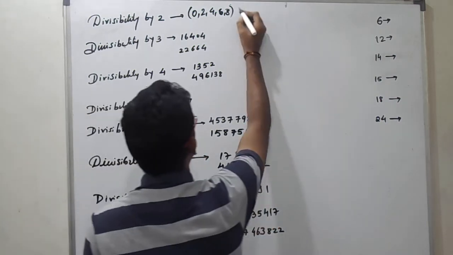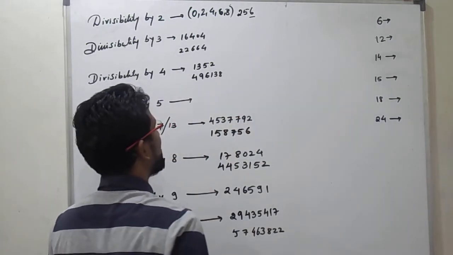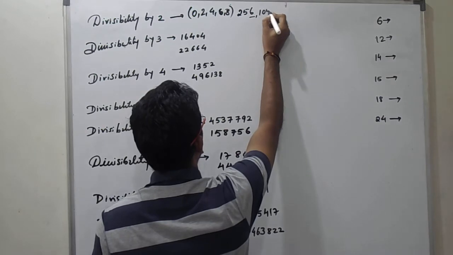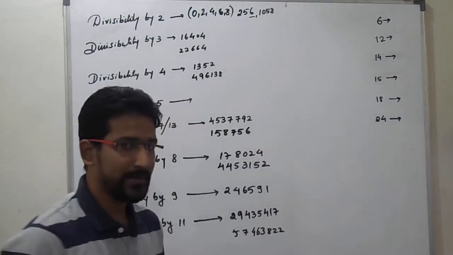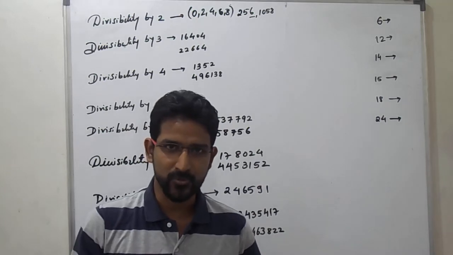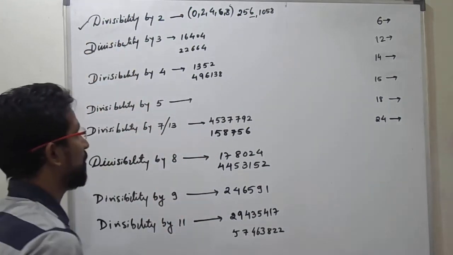For example, if I say 256, it contains 6, so it will be divisible by 2. If I say 1058, again it contains 8 in its unit place, so it will be divisible by 2. So it's very easy to check whether the number is divisible by 2 or not.